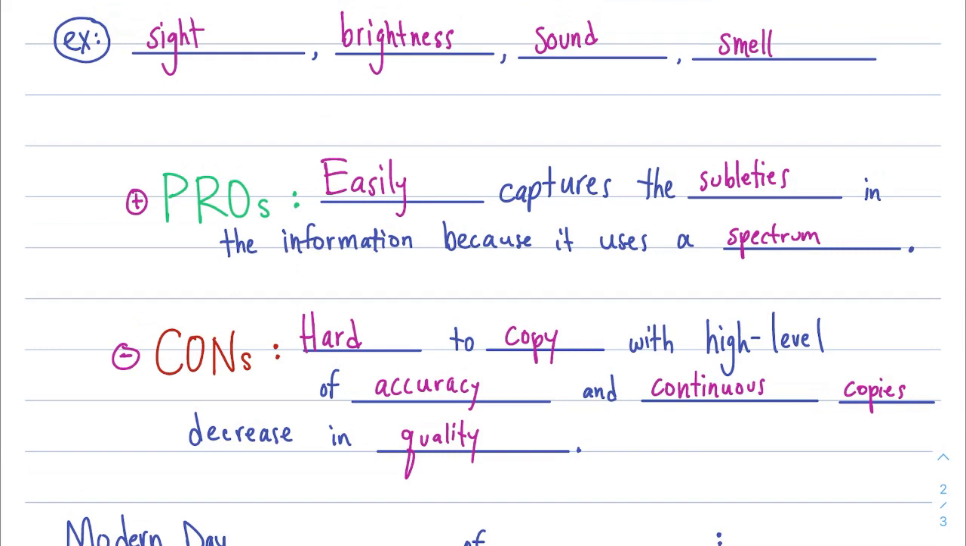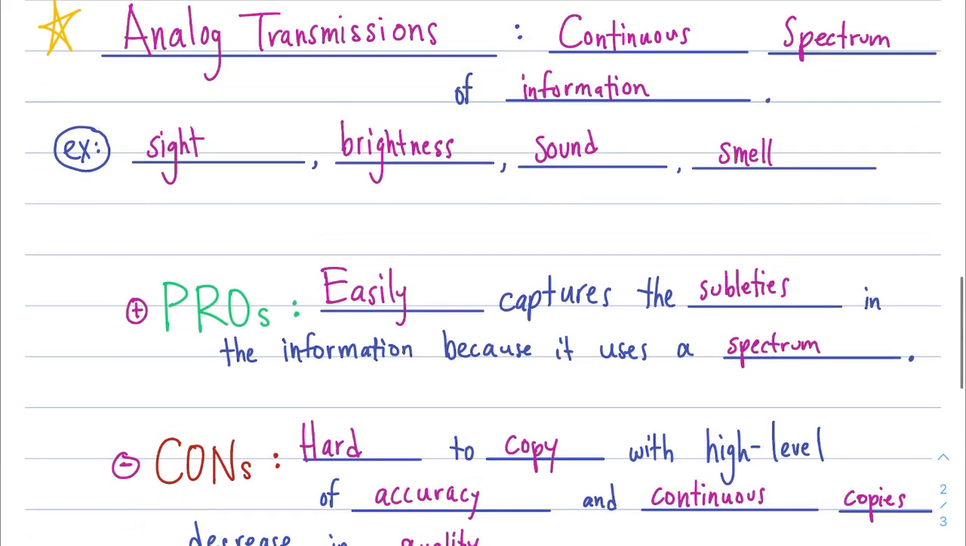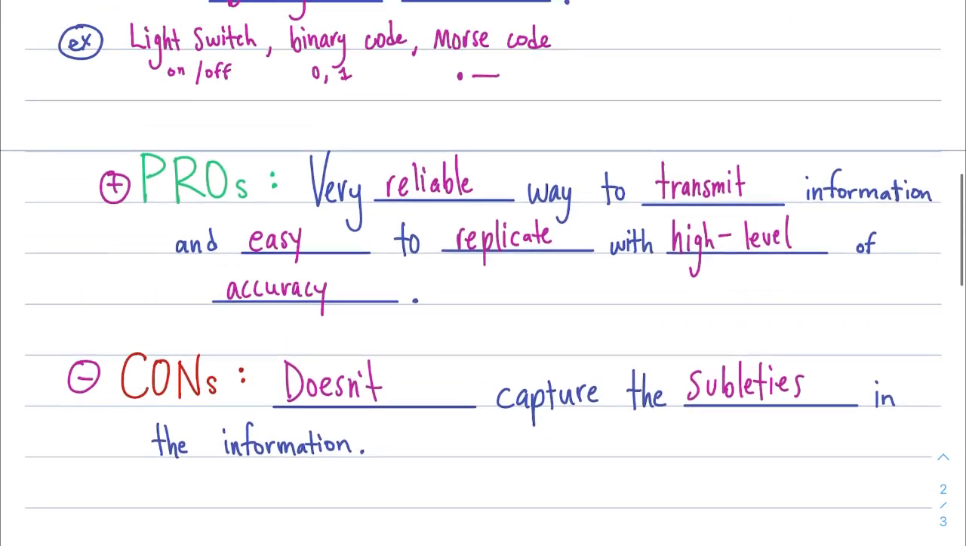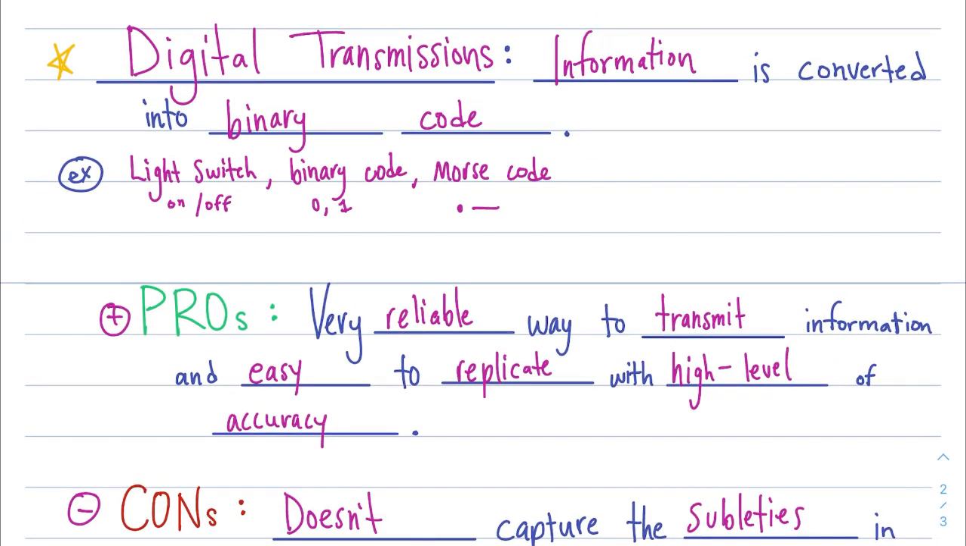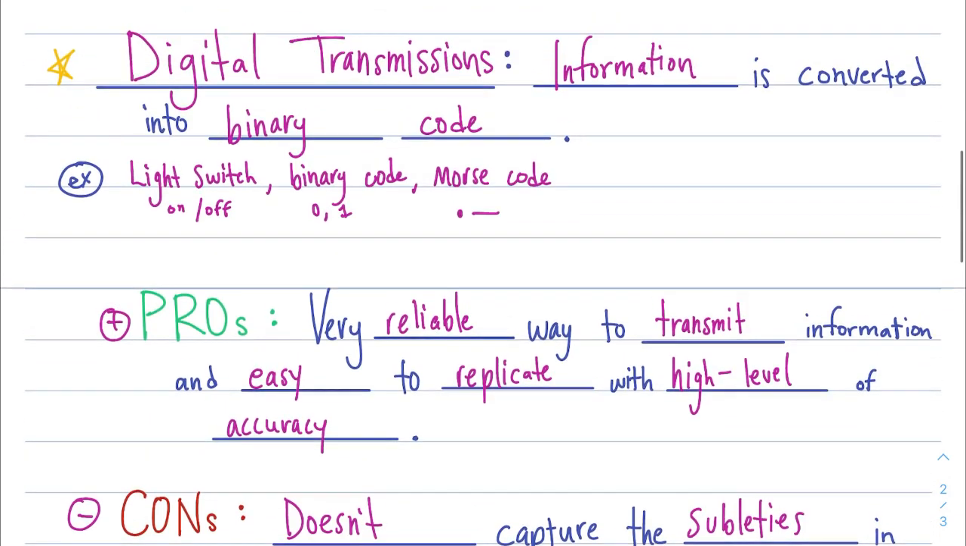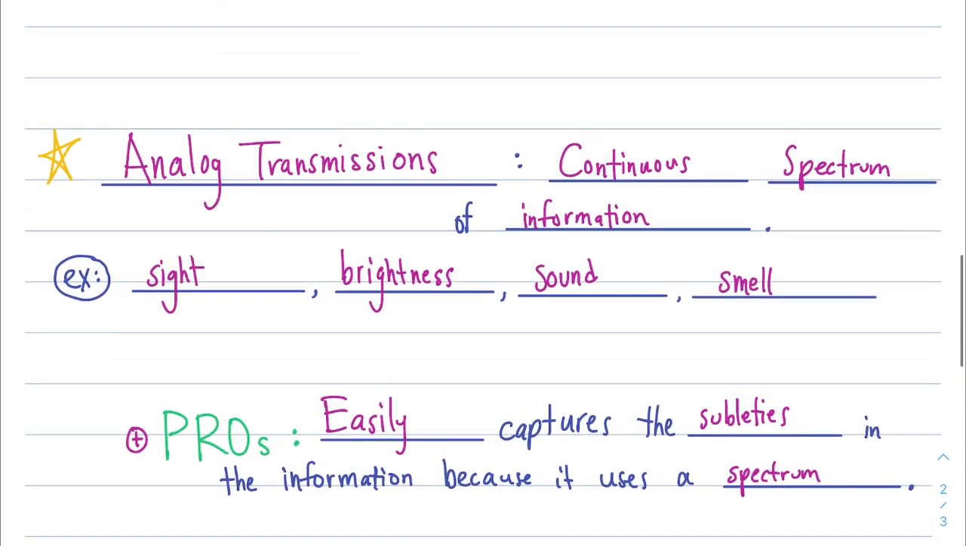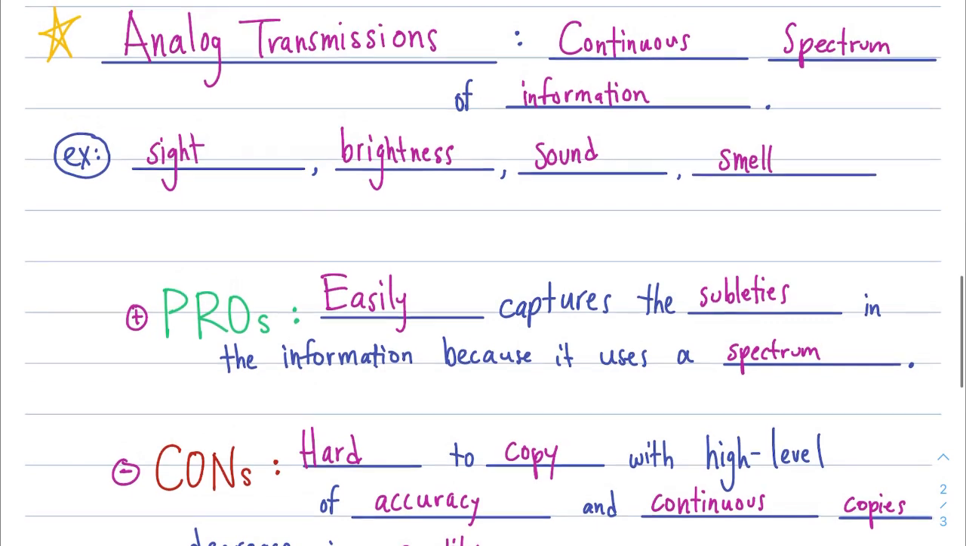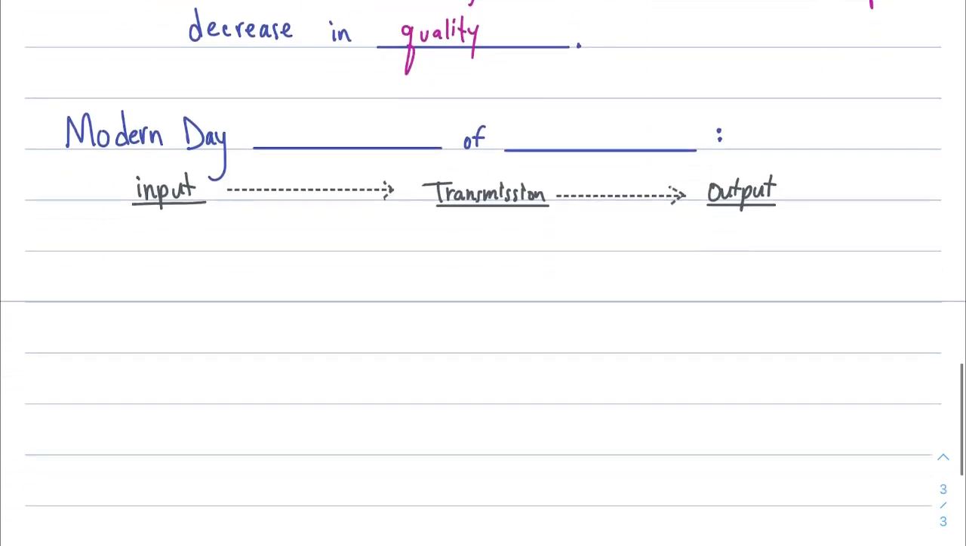In the game telephone, you're using an analog transmission where there's a continuous spectrum. And it's hard to copy with a high level of accuracy. In the game telephone, it's easy that the last person doesn't have a clear understanding of the original message. If we used a digital transmission in telephone, it wouldn't be as fun because you'd just say 5, 5, 5, 5. If everyone knew it was one number or another, or on or off, it wouldn't be as hard to mess it up. So analog transmissions easily capture the subtleties, but they're harder to copy.